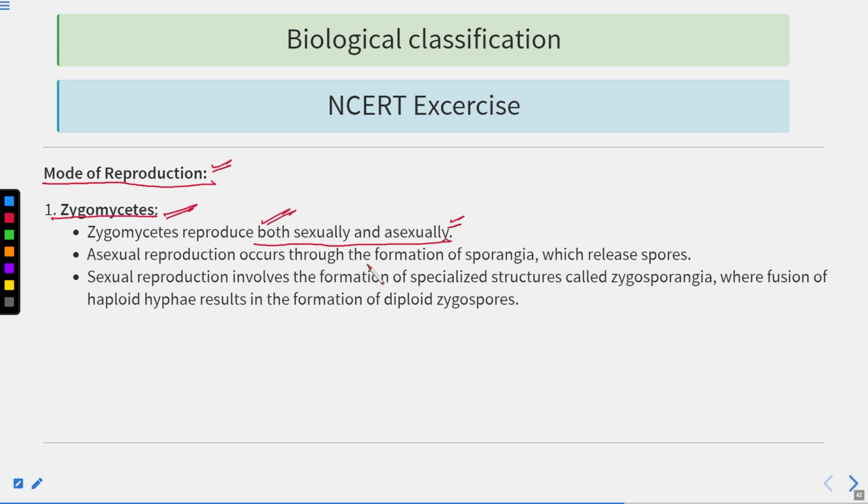Asexual reproduction occurs through the formation of sporangia, which release the spores. And the sexual reproduction involves the formation of specialized structures called zygosporangia, where the fusion of haploid hyphae results in the formation of diploid zygospores. Okay, so these are the diploid zygospores, 2n in number.